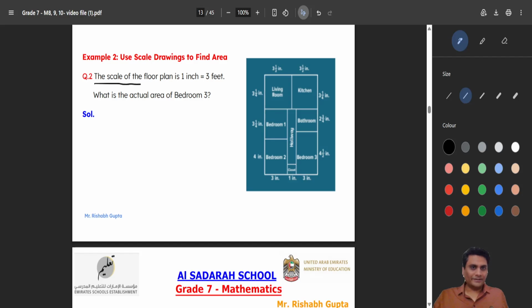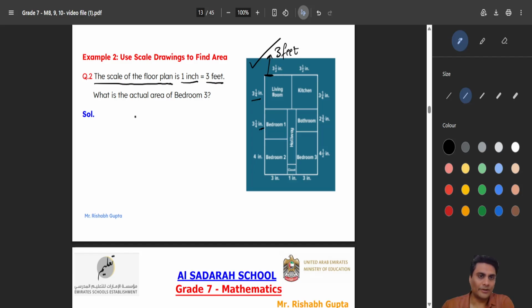The scale drawing is given of a floor plan. This is the floor of a particular house, and the scale is given. 1 inch is equal to how many feet? 3 feet. Now check, the whole floor plan is given in inches. The in here means inches. He said the 1 inch on this map is equal to 3 feet in the real world.